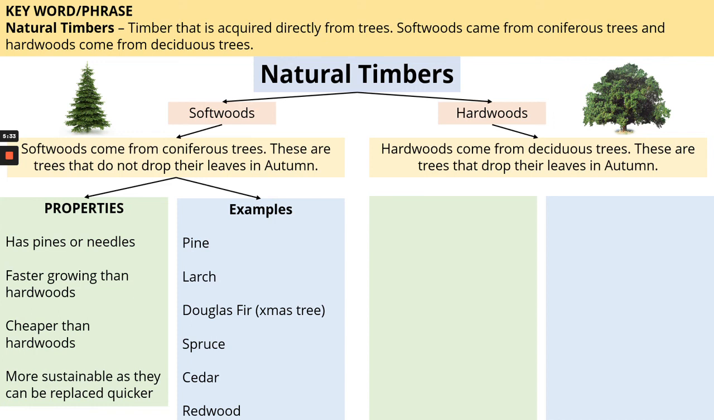And then onto the example oak, I'm sure you've heard of, mahogany as well. And then the rest you may or may not have heard of. We've got ash, walnut, beech, and balsa. Pause the video here. Make sure you've got all of those notes, and then we're going to move on to the manufactured boards.